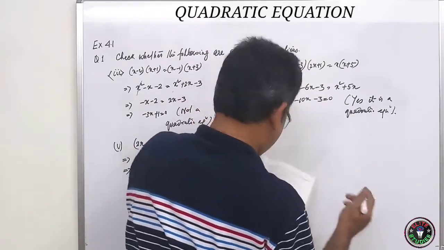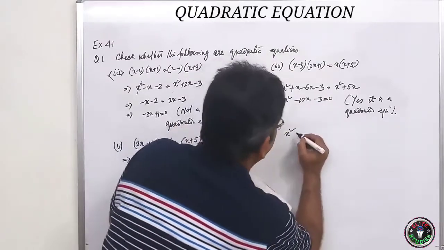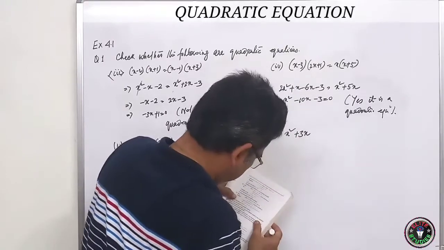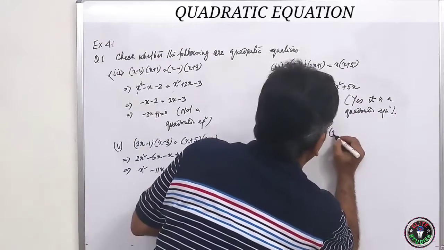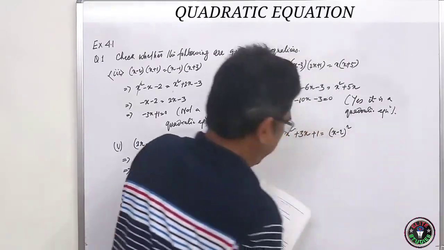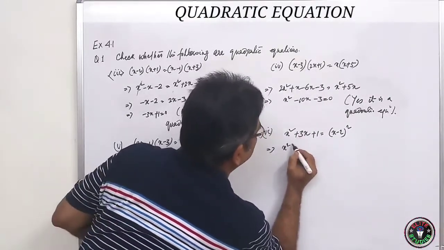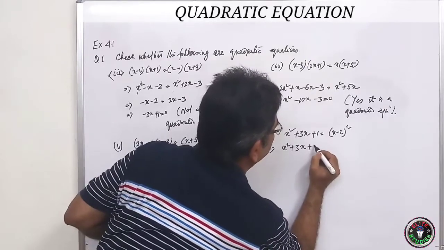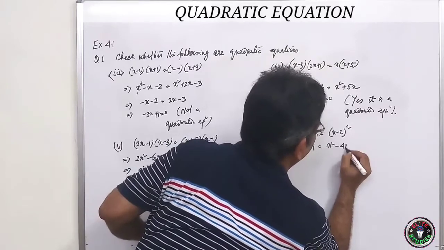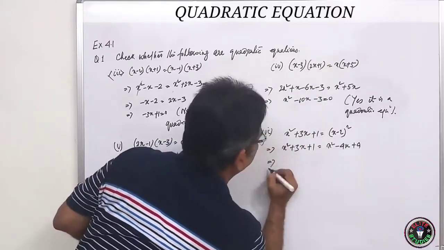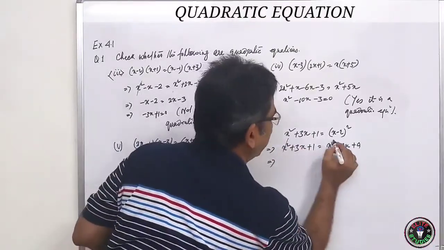Sixth question: x square plus 3x plus 1 is equal to (x - 2) whole square. Now here you open the bracket of this side, it will be x square plus 3x plus 1 equal to x square minus 4x plus 4. So x square cancels out, you see. Now since x square cancels out, it is gone.